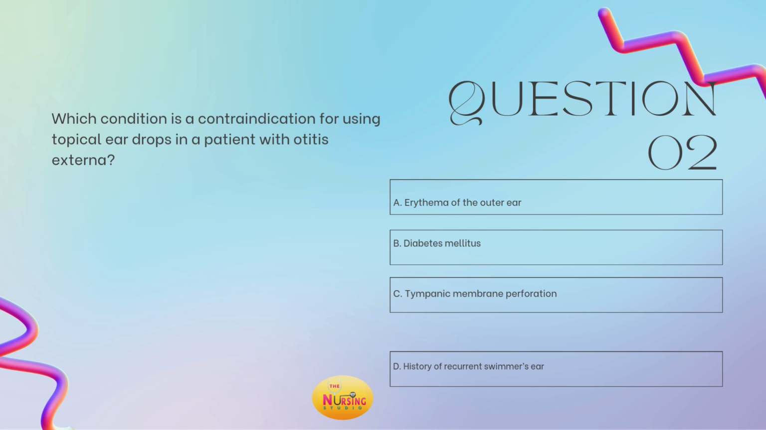All right, again, the question is the stem, and it states, which condition is a contraindication for using topical eardrops in a patient with otitis externa? And it will be C, tympanic membrane perforation. Because some of those drops can have ototoxicity as a side effect, you don't want to start adding drops into a perforated tympanic membrane in that ear canal, right? So that is a contraindication.